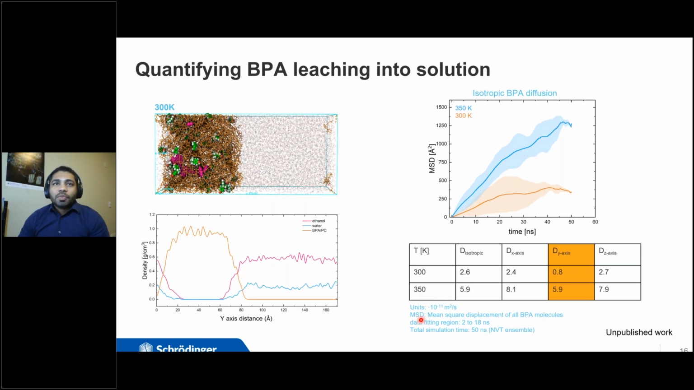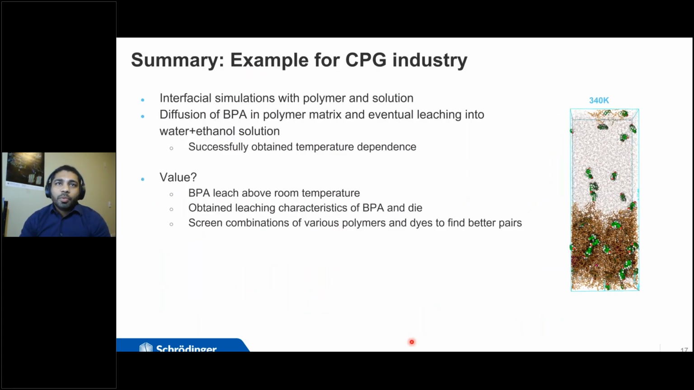All right. So to summarize this work, we were successful in creating an interface between a plastic bottle and the solution, and understanding how the chemicals leach out from the polymer matrix into the solution, and also the temperature dependence. Now we want to understand what value we were able to get from these simulations. In terms of the immediate value, we were able to understand that BPA leaches into the ethanol solution above room temperature. And in terms of the near-term value, we are now able to get leaching characteristics of BPA.